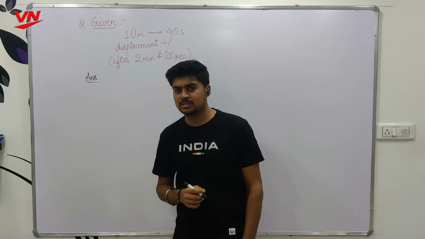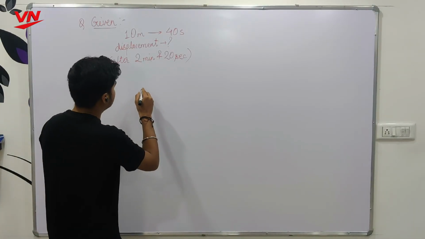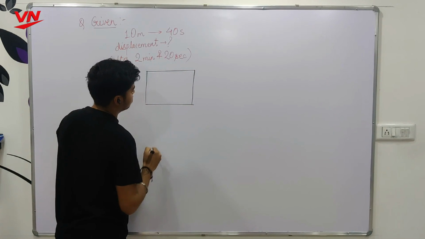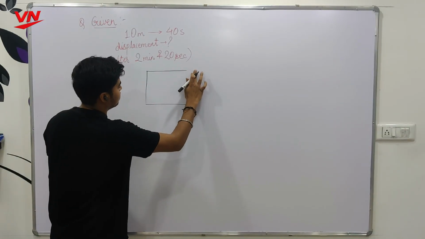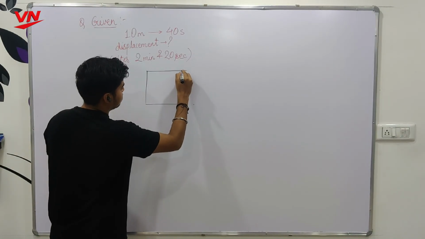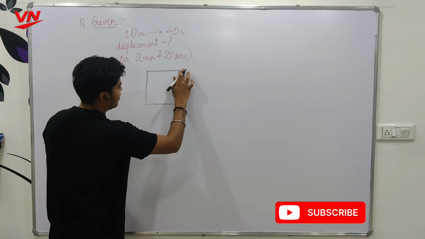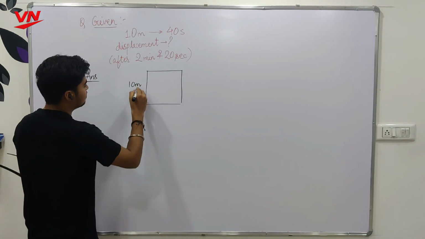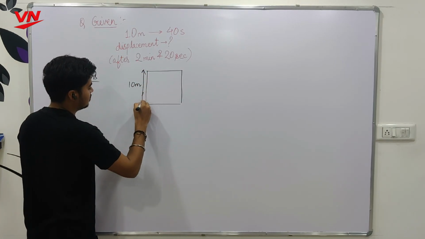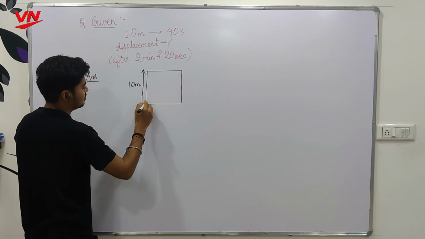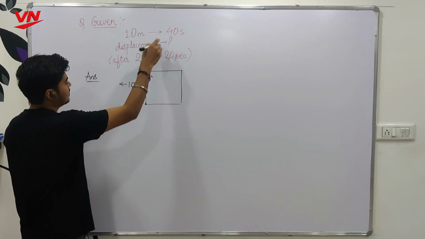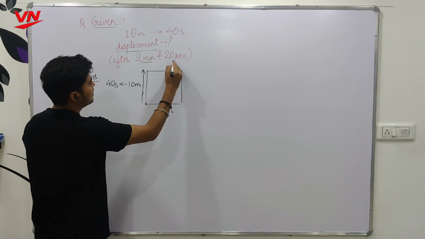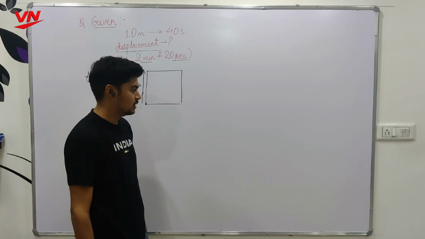So if you read the question carefully, what is given in the question? That there is a square field, I think. Yes, there is a square field, and to complete 10 meter from here to here, suppose this is the initial point, it will take 40 seconds. What will be the displacement after 2 minutes and 20 seconds? That we need to calculate.